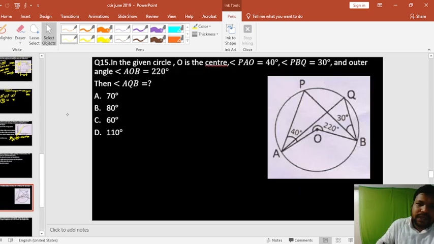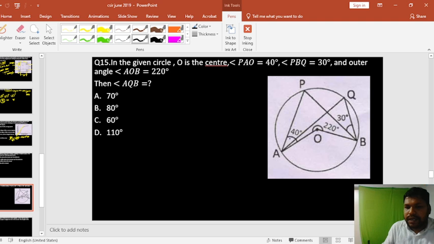Next, see that here, in the given circle, O is the center. Okay. And angle PAO is 40 degree, PBQ is 30 degree, and AOB is 220 degree. See, if you just join the points A and B, and this is 220 degree, this will be how much? 140 degree. But total it has to be 360 degree.